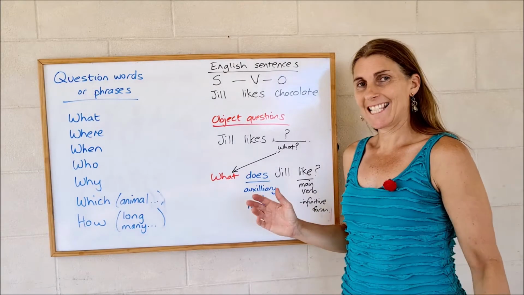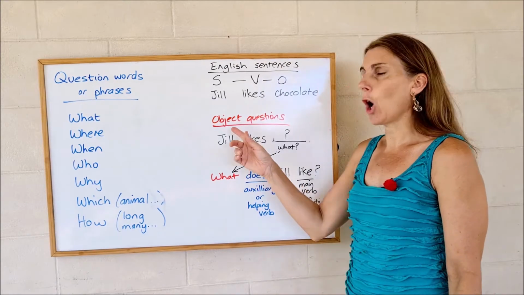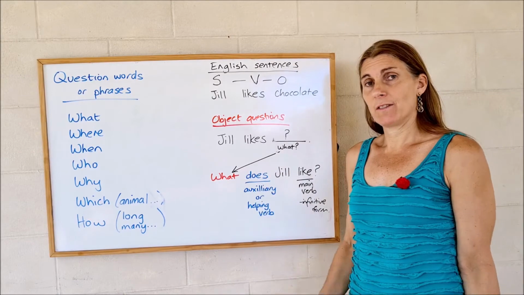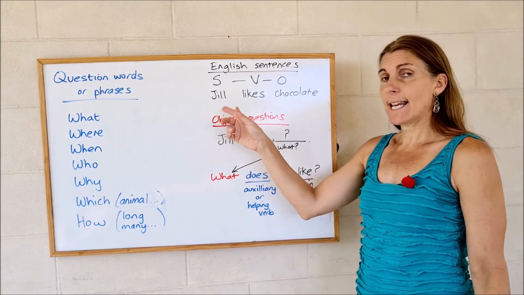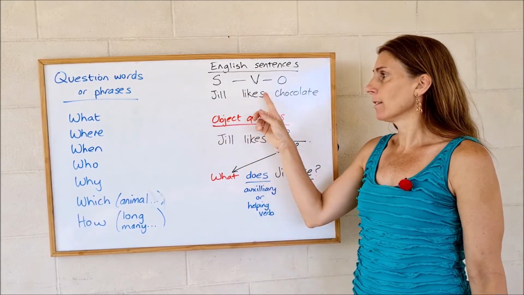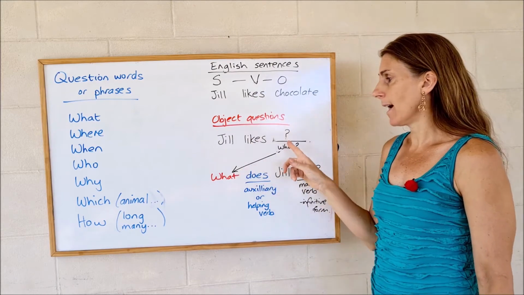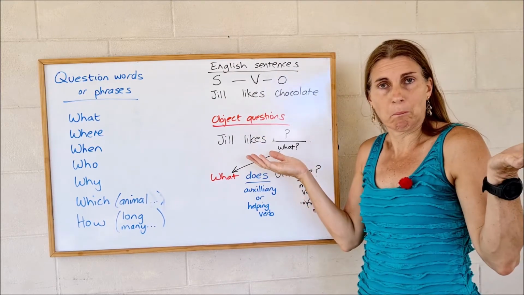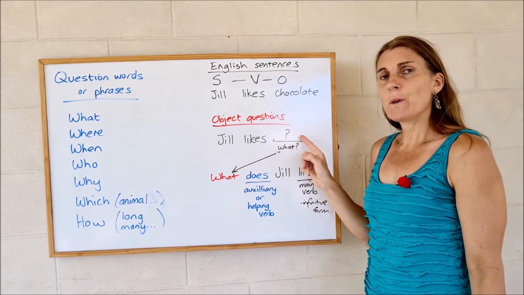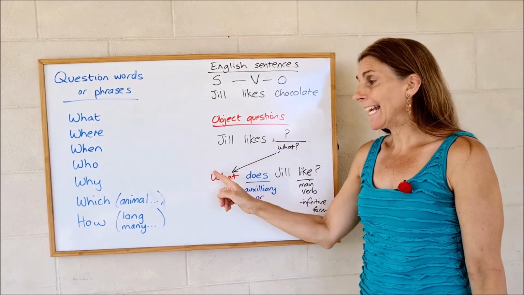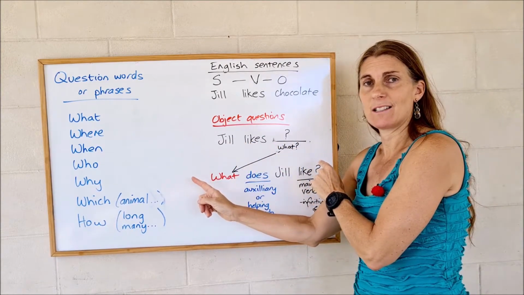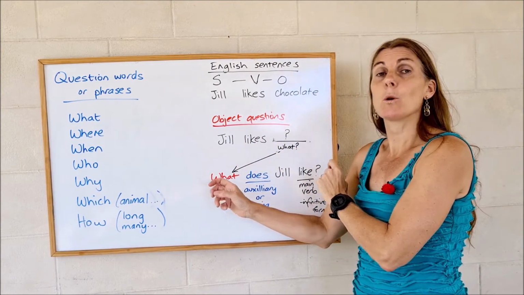All right, our next type of question in English is an object question. This time, we don't know the object of the sentence. So let's take the same sentence again, Jill likes chocolate, but this time, we don't know the object. Jill likes. So we still put the question word at the beginning of the sentence. So this means we have to flip the sentence, which is a little more difficult. So we need some help.